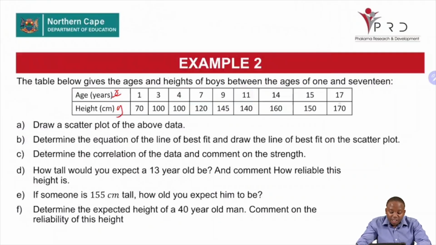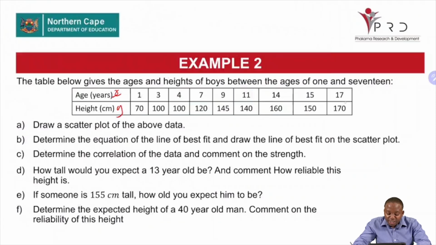Number 1, draw the scatter plot. Number 2, determine the equation of the line of best fit and draw the line of best fit on the scatter plot. Determine the correlation of data and comment on the strength. How tall would you expect a 13-year-old to be?